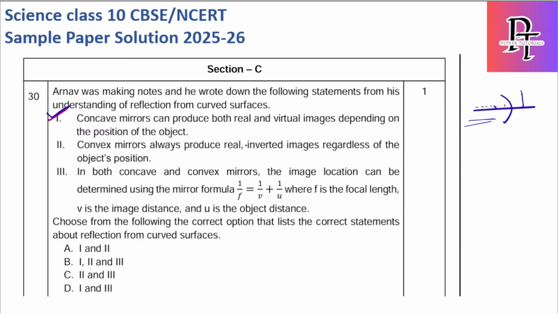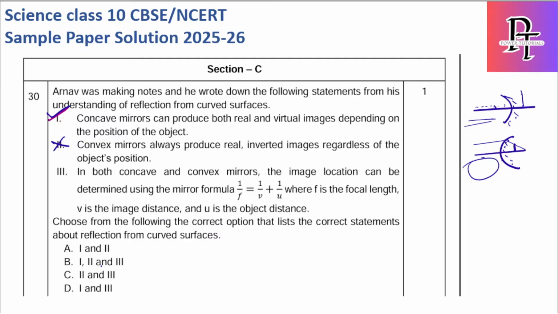Convex mirrors always produce real and inverted images regardless of position. This is wrong, because a convex mirror has a rough surface on one side and a shiny surface on the other. Wherever you place the object for a convex mirror, the image is always formed on this side. Hence it is virtual and erect. We cannot form an inverted image using a convex mirror. So 2 is false. Let's try to remove such options and get the answer faster.